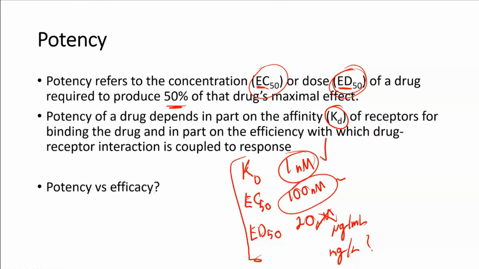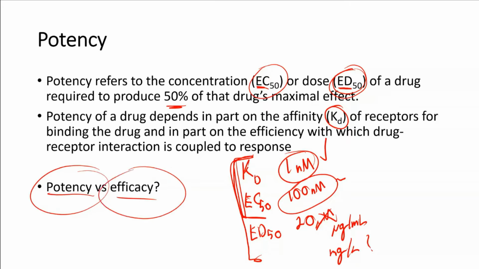No problem. All right, so just to finish off, potency versus efficacy. Potency, we're talking about the KD and EC50, really. And so how much binding is there of the drug to the receptor, and what type of cellular outcome does it have? Efficacy is how much does that cellular outcome relate to a physiological response.